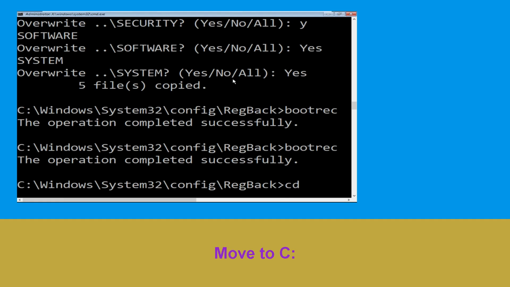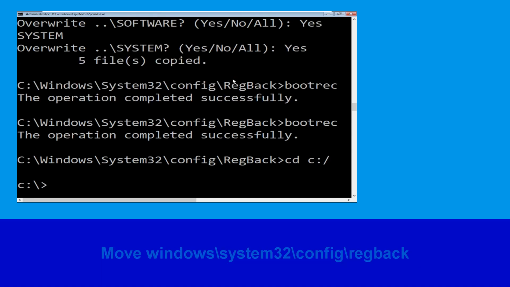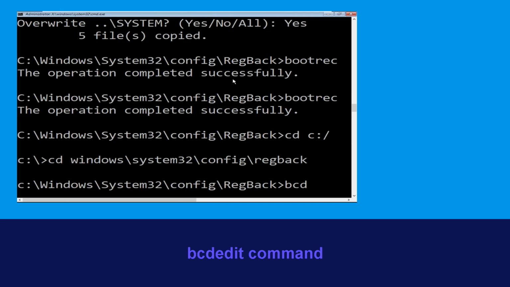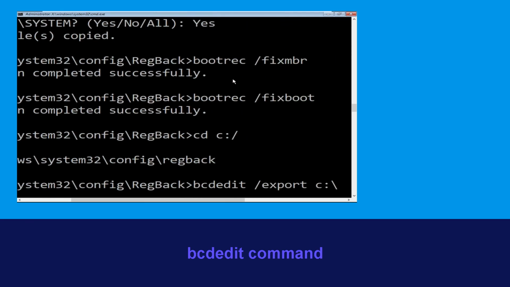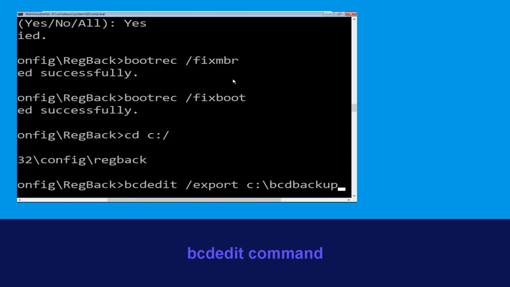Now type cd space c:/ and simply hit enter. Now type this command cd space Windows /system32/config/regback and simply hit enter to execute the command. Now type this command bcdedit space /export space c:/bcdbackup and hit enter.